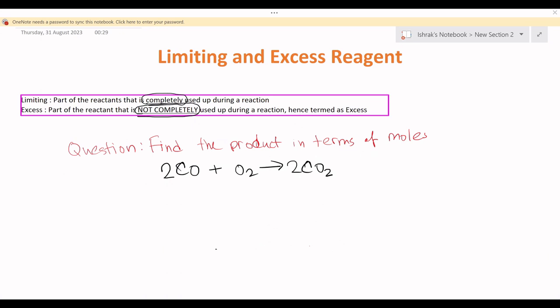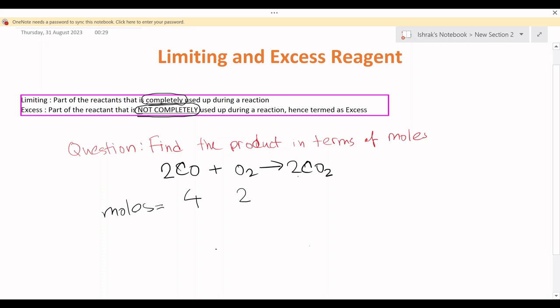Now let's solve one more problem, when we talk about the product. Find the product in terms of moles. Let's play with some numbers. This is not given, right, because you have to find the product in terms of moles. So this is the moles that's given. Now we are not talking about limiting or excess or anything like that. What we are talking about is how many moles of my product is formed. So if 4 moles of carbon monoxide is used, we know we get the same number of moles of carbon dioxide. So the answer is 4.